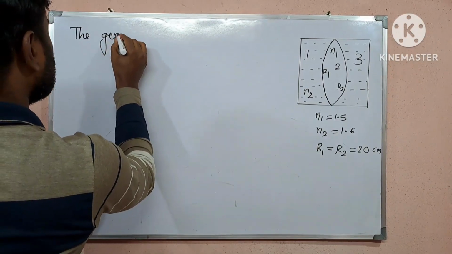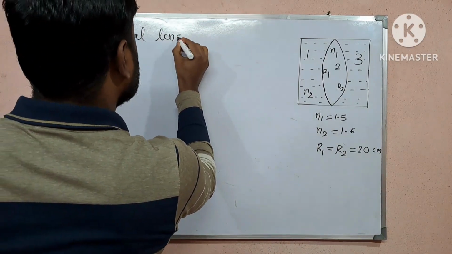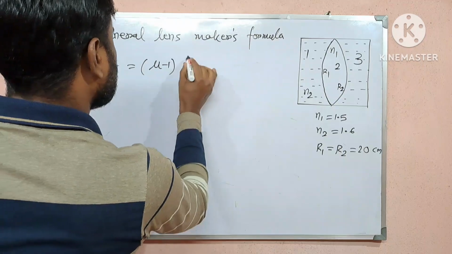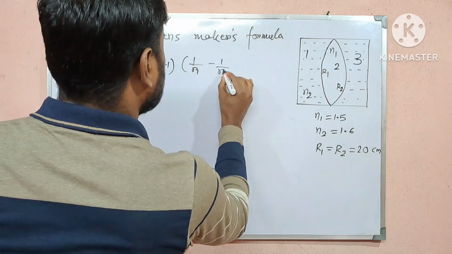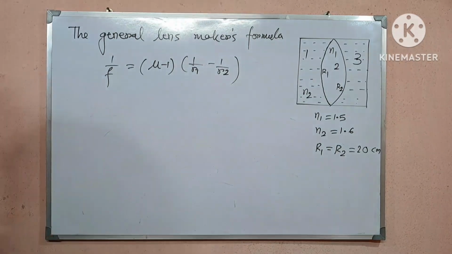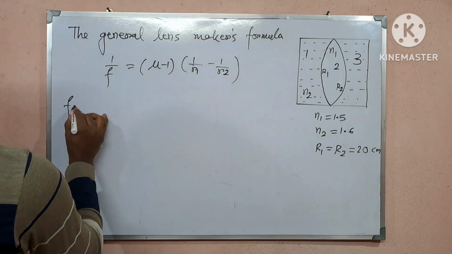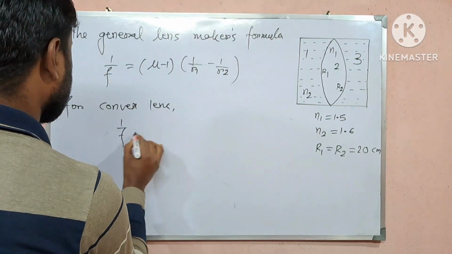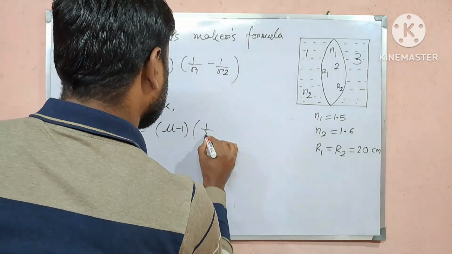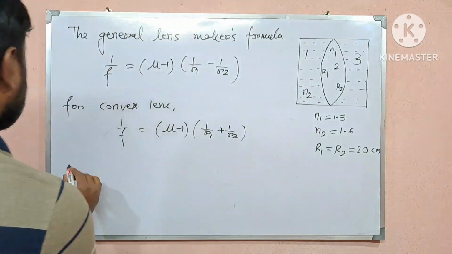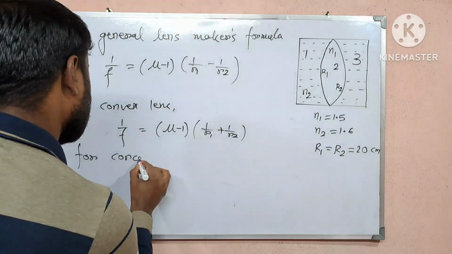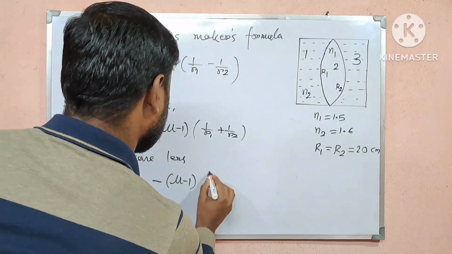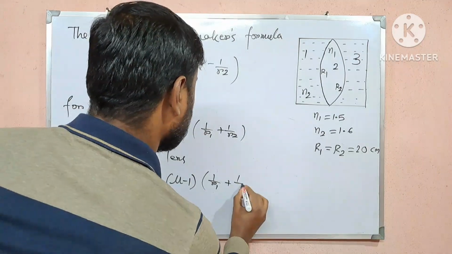The general lens maker's formula is 1 by f equal to mu minus 1 by r1 minus 1 by r2, where r1 and r2 are the radius of curvature of the curved surfaces. Now, for convex lens, this formula is 1 by f equal to mu minus 1 by r1 plus 1 by r2. Similarly, for concave lens, this formula is 1 by f equal to minus of mu minus 1 by r1 plus 1 by r2.